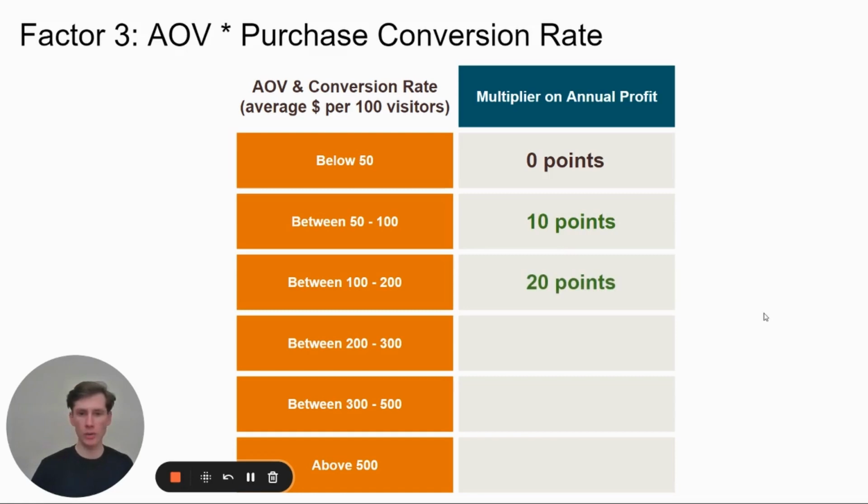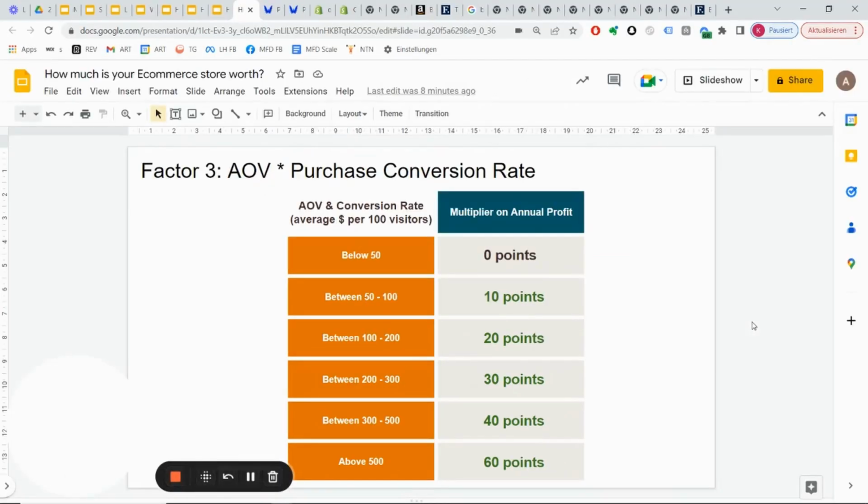Between 100 and 200, 20 points. Between 200 and 300, 30 points. Between 300 and 500, 40 points. And above 500, 60 points. And again, the thing above 500 is already very impressive. And again, I'm going to show you a few examples.